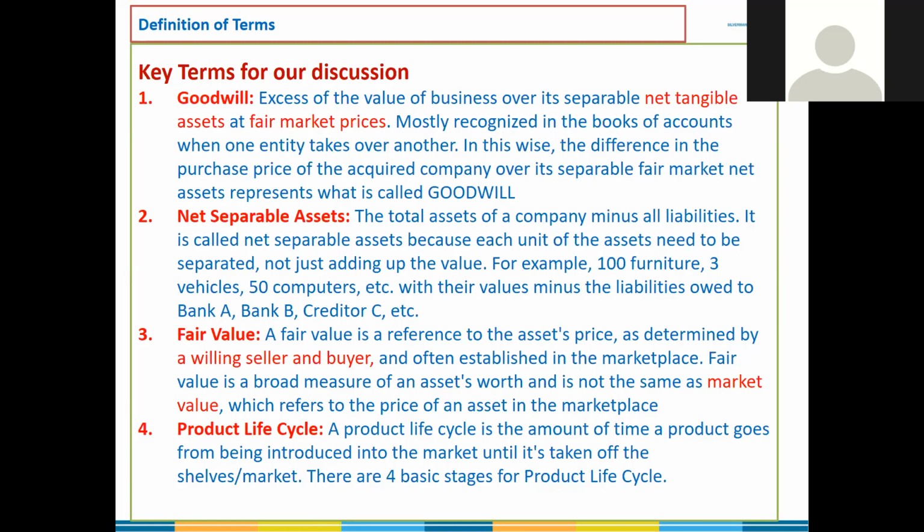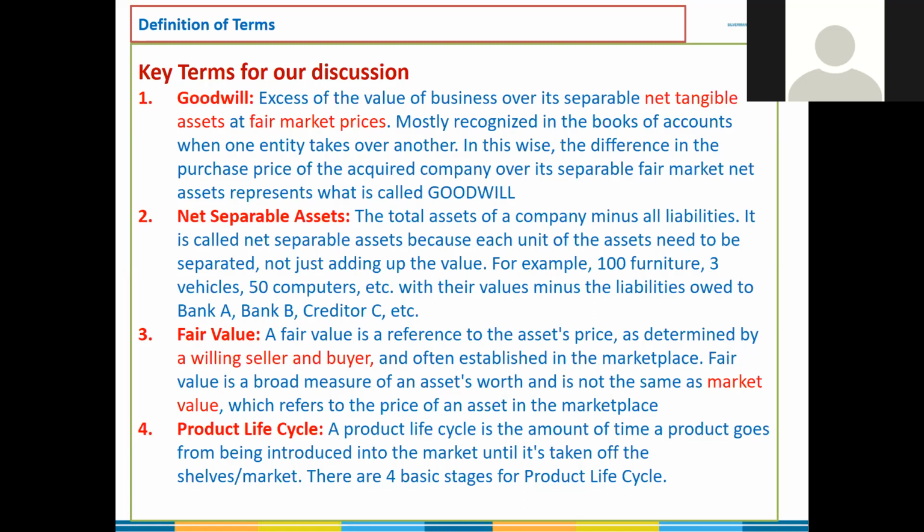So we will look at the breakdown one by one. Net separable asset is the total asset of a company minus all liabilities. It is called the net separable asset because each unit of the asset needs to be separated, not just adding up the value. For example, 100 furniture, 300 vehicles, 50 computers, etc., with their values, minus the liabilities owed to maybe Bank A, Bank B, creditor C, whatever. When you take out all the liabilities from the total assets, then you have the net separable assets.